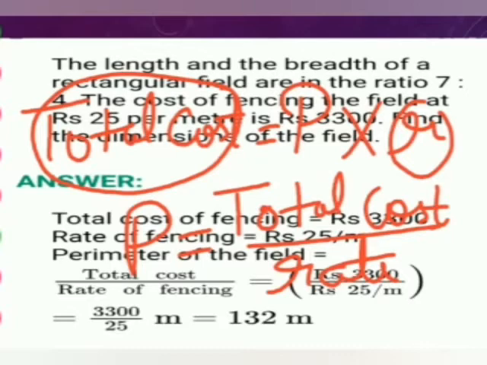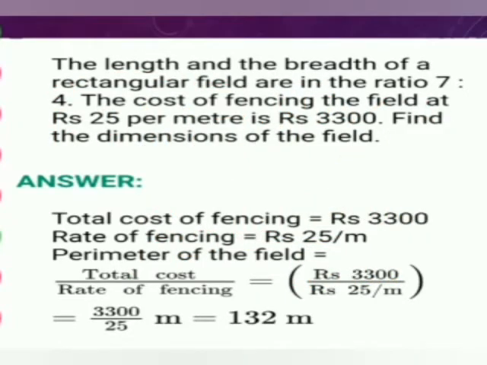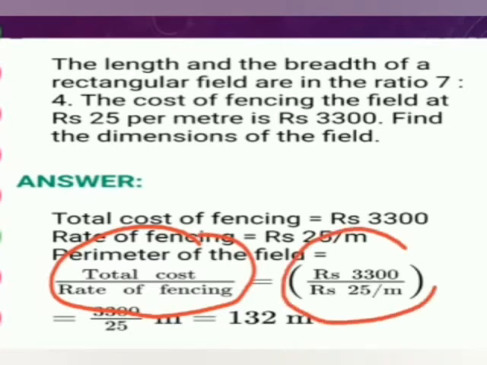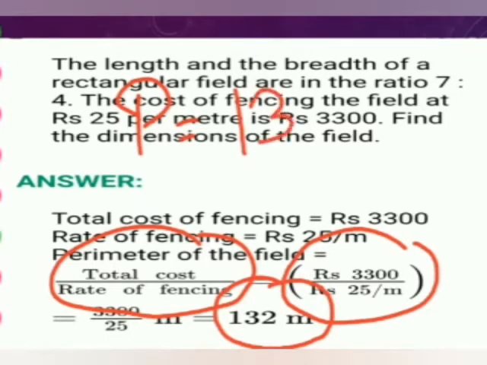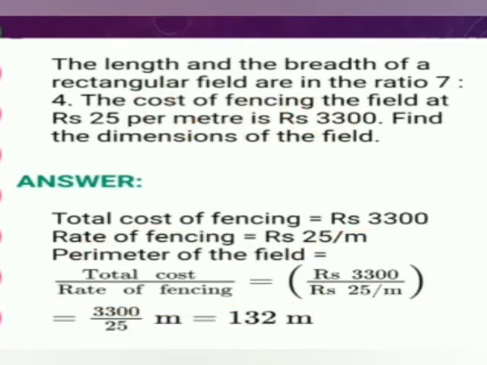So let's proceed with the question now. For calculation of the perimeter of the field, the total cost will be divided by the rate of the fencing. The total cost is ₹3,300 and the rate given to you is ₹25 per meter. So the perimeter will be equal to 132 meters. So we have calculated the perimeter. The perimeter is 132. Now we have to calculate the dimensions of the field.